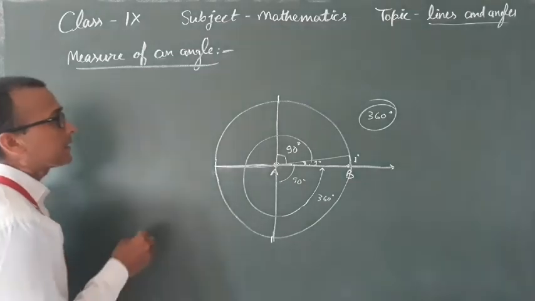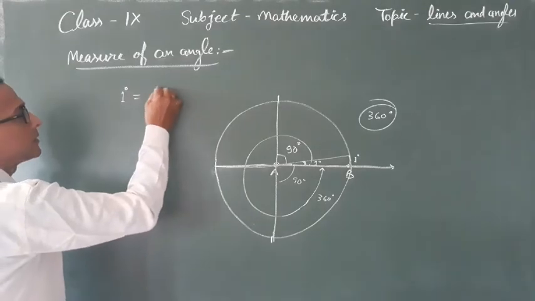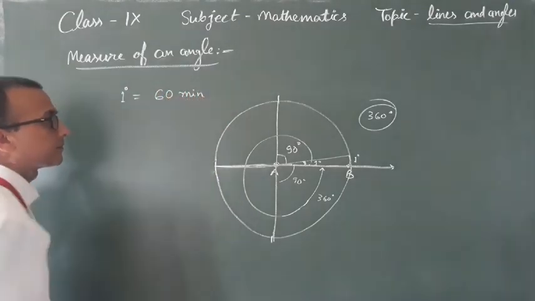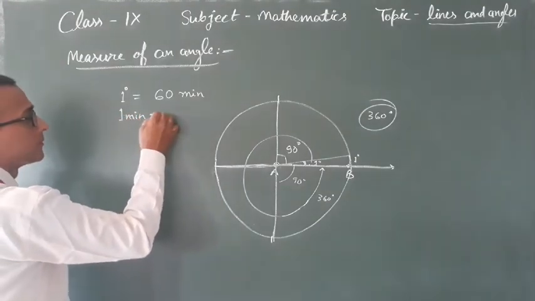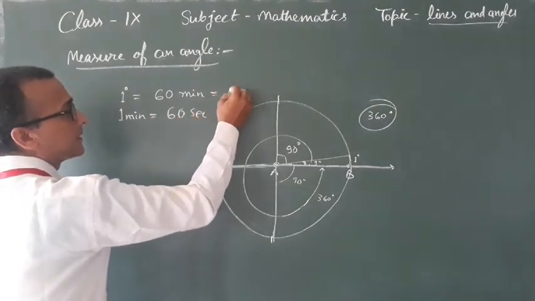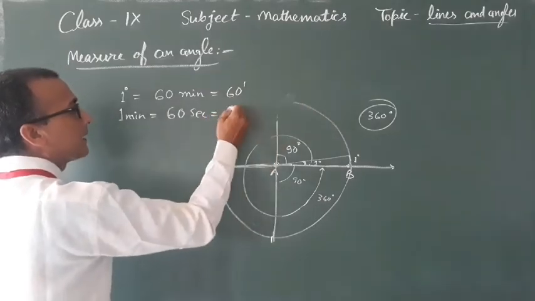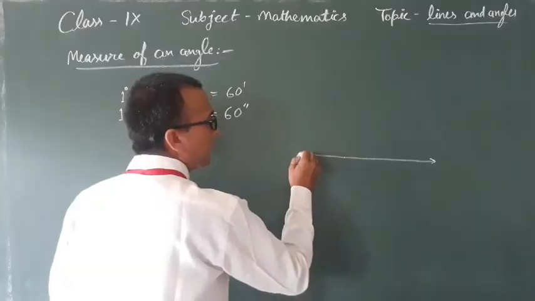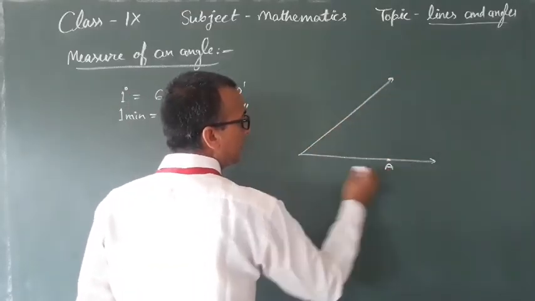There is one relationship: 1 degree is equal to 60 minutes and 1 minute is equal to 60 seconds. Minute is denoted by a single line like this, and second is denoted by a double line.